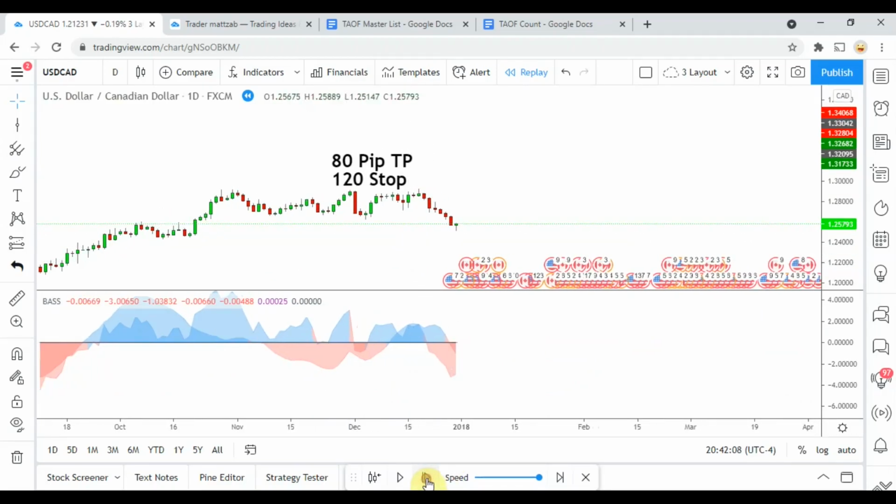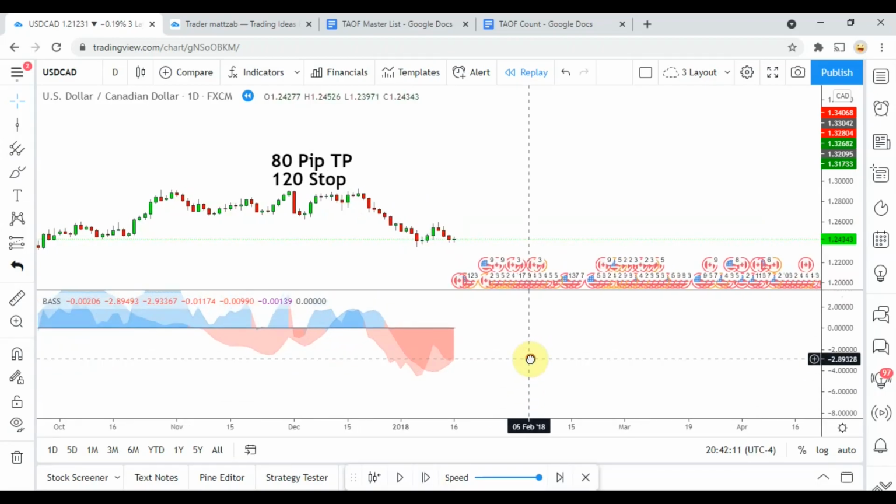So that's how we're going to be testing it. Let's go ahead and get on with the testing, see what we can get out of this.